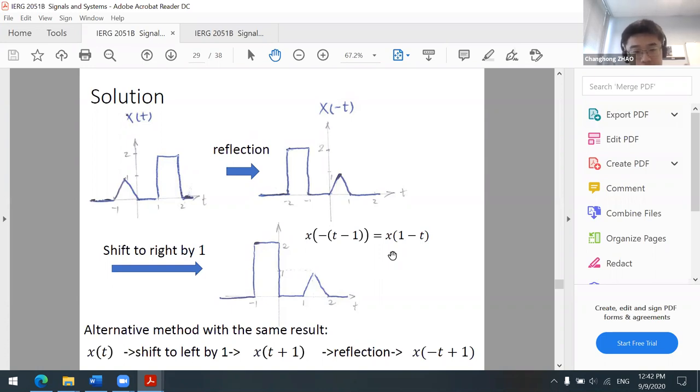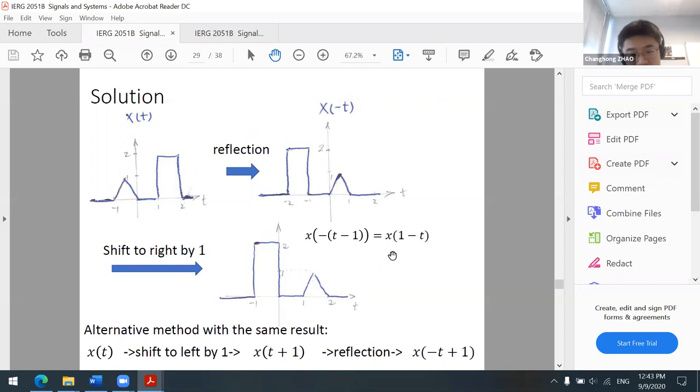Well, this is not the only way to perform this transformation. There is an alternative route to get the same result. We start from x of t, and this time we first shift it, but we shift it to the left by one unit. Applying the standard definition, shifting to the left by one unit, we obtain x of t plus one. And then we do the reflection on x of t plus one.